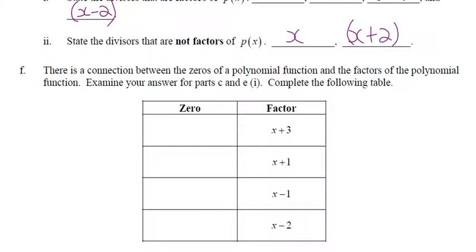There is a connection between the zeros of a polynomial and the factors of the polynomial function. Examine your answers for part C and E1. Complete the following table. The factor is X plus 3. The 0 is? Negative 3. It's just those signs.